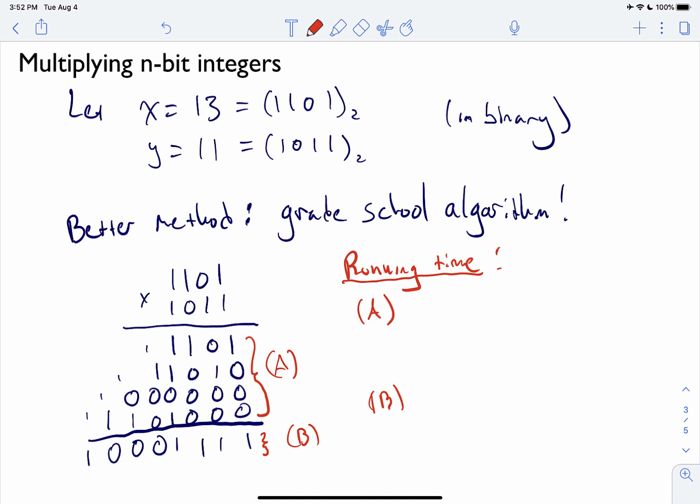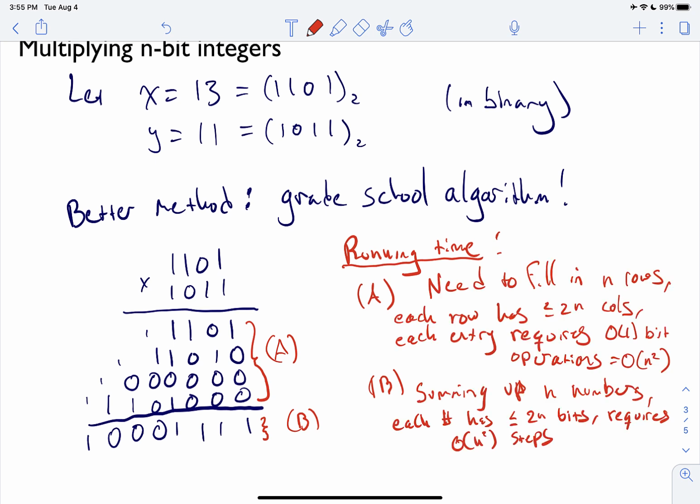Let's think about the running time of the grade school algorithm. Note that the grade school algorithm has 2 phases. You have phase A, which does all the digit multiplication, and then there's phase B, which is the full summation of all those numbers you computed in phase A. In phase A, we had to do n rows of computation, and every one of those rows required us filling in at most 2n columns of operation, and filling in an entry required O of 1 many bit operations. So the total computation required to do phase A is on the order of n squared.